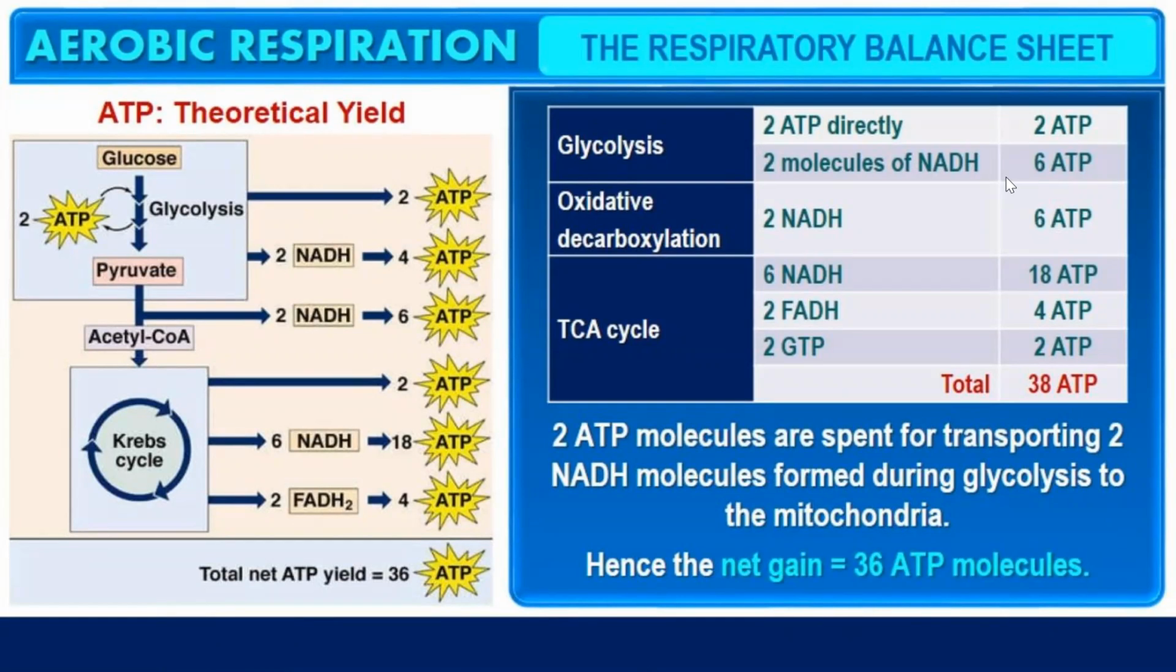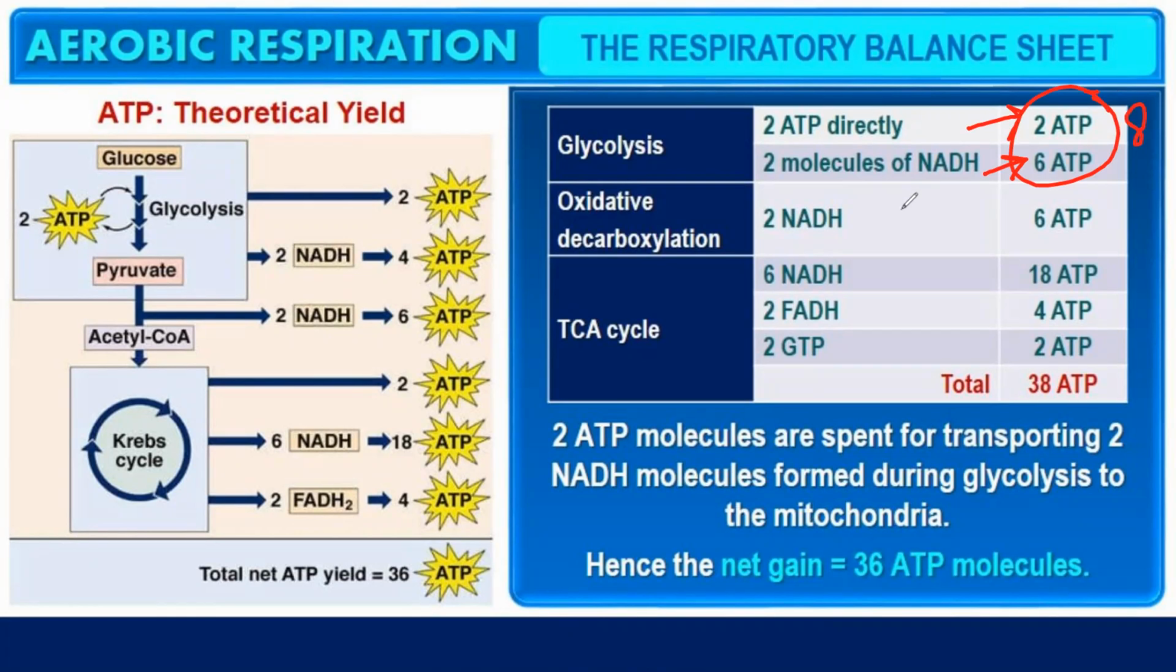In glycolysis, the total amount of ATP synthesized is 2 and NADH is 2 molecules. In oxidative decarboxylation, that is the conversion of pyruvate to acetyl-CoA, 2 NADH are synthesized. In the TCA cycle, 6 molecules of NADH, 2 molecules of FADH2 and 2 molecules of GTP are formed. If we convert according to ETS, from glycolysis 2 molecules of ATP and 6 molecules of ATP are formed. So in total it is 8.